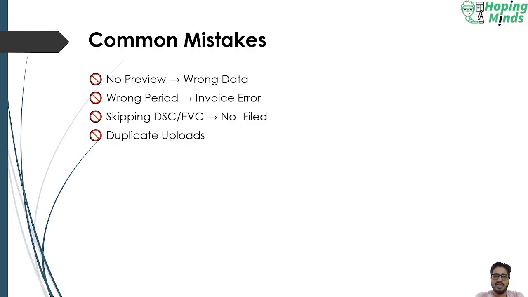Skipping DSC or EVC, not filed. Many times due to unawareness or incomplete knowledge about the GST portal, the taxpayer only submits the return and the status of the return keeps showing as submitted and does not finally file it using the EVC or digital signature certificate. Then duplicate records. Many times duplicate invoices or duplicate HSN of the same product are filled up in the GSTR-1 return, due to which errors appear.